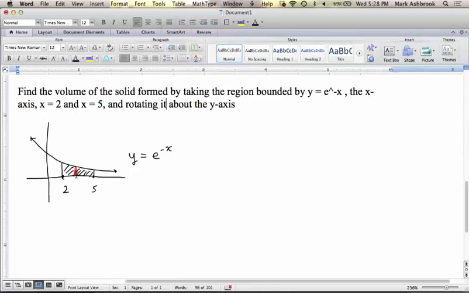Delta x, okay. So we're going to start with a typical rectangle, and we think about rotating that about the x-axis. And what are you going to get when you do that? Right? So the overall shape will be something like this.